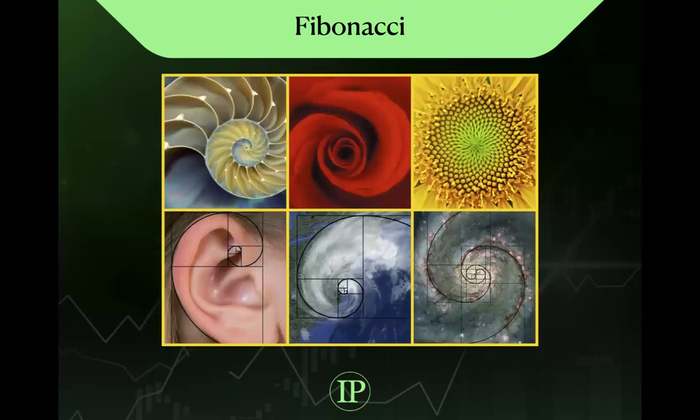So we see the spiral pattern everywhere. We see it in shells. When you open a shell, you will see it there. You will see it in a rose, a sunflower. The human ear basically has the exact same pattern. We see it in the weather. We see it in our cosmos. It's literally everywhere.